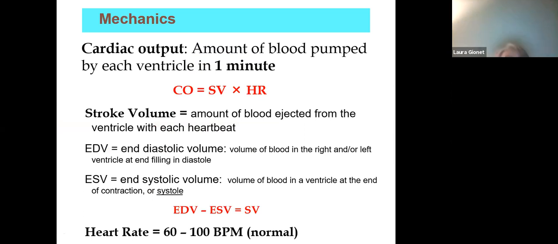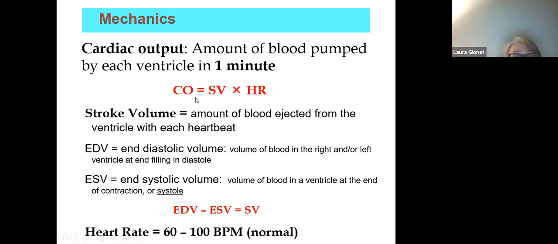Okay, mechanics. Well, we have cardiac output. This is a term that you're going to be very familiar with over time. Cardiac output is the amount of blood pumped by each ventricle in 1 minute. Right. So how much blood is being moved through the heart for the duration of 1 minute? So CO is cardiac output.